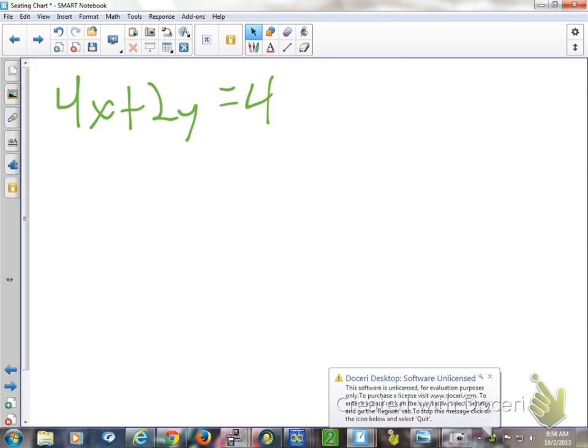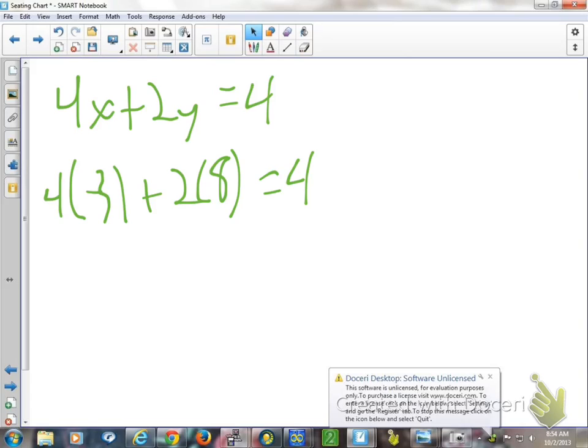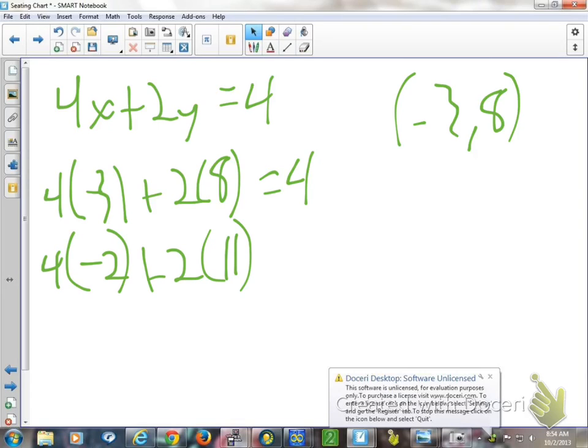What was the first point I wrote down? -3, 8. So 4 times -3 plus 2 times 8. That's -12 plus 16. Does that equal 4? -12 plus 16. Yes, it does. So -3, 8 is in our solution set right now. It might be all 4 of them, might only be 1. Who knows? Sam, you getting this? Good. What's the second point? -2, 11. Is -8 plus 22 equal to 4? No. So that one's not in our solution set.